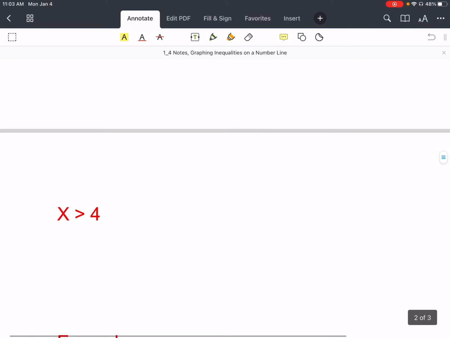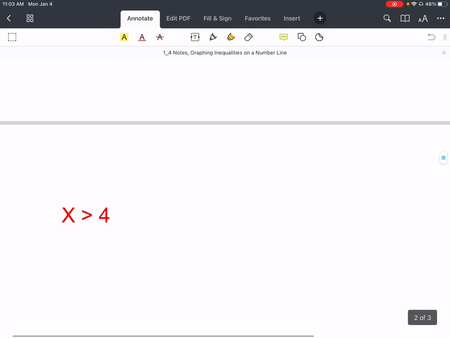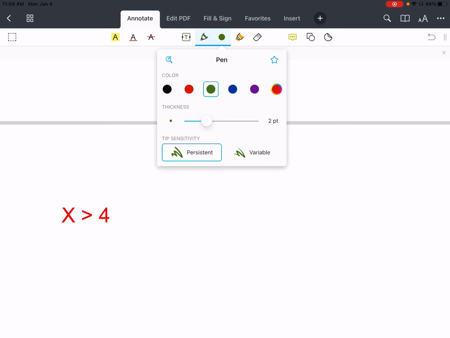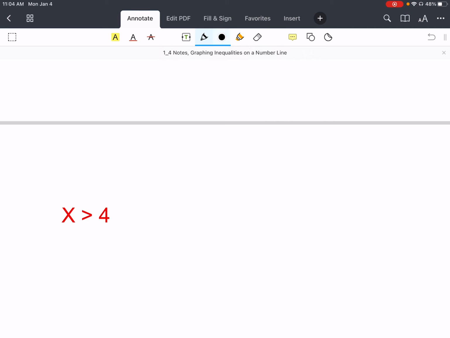So this is showing that x is greater than 4. That means that our x value could be any number greater than 4. So there are an infinite number of correct answers. And when we graph them on a number line, what I'll have you do today is you're going to have 5 numbers on each number line, because more than that is just not necessary.